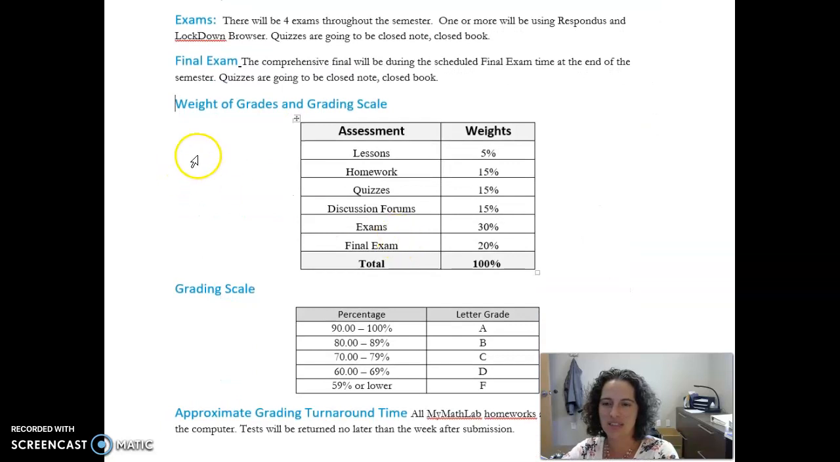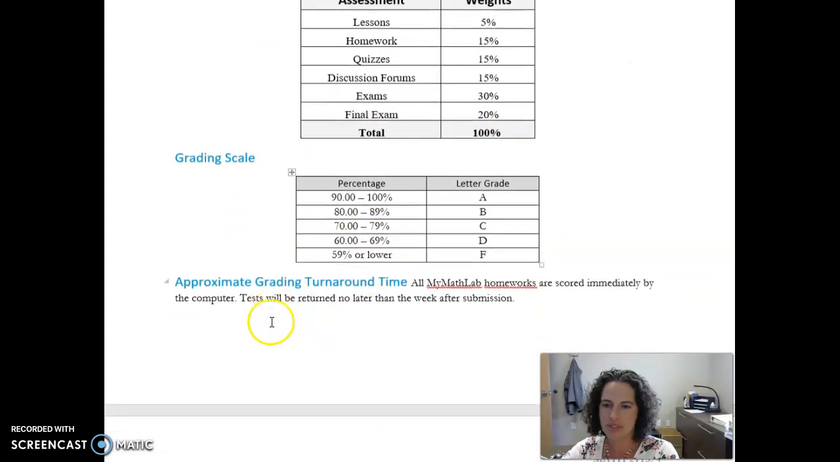So, the weight of grading assignments. Your lessons are worth 5%. Remember, that's your lecture material. It does have a few questions thrown in that are graded. Homework is 15%, quizzes are 15%, discussion forums are 15%, exams are 30%, and the final exam is 20%. Grading scale is pretty standard.